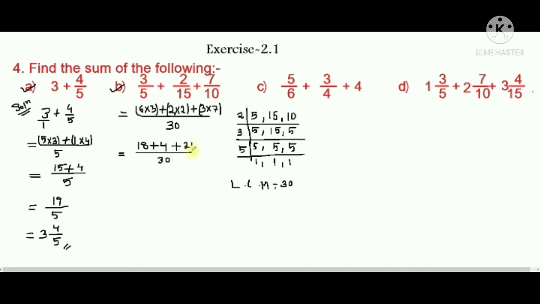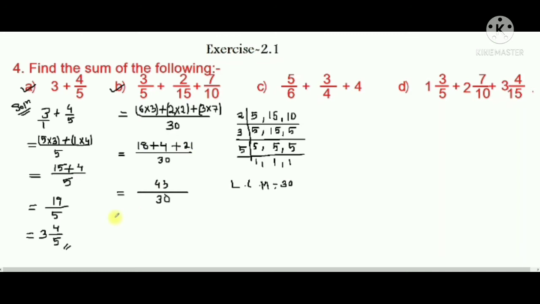Okay, next, so here what do we have? 30 in the denominator, and if you add this 18 plus 4, how much? 18 plus 4 is 22. 22 plus 21, right? So it will be 43. Okay, so you see 4 plus 1, 5, 5 plus 8, 13, remaining 1, and 1 plus 1 plus 2 is 3, plus 1 is 4, 43, right?